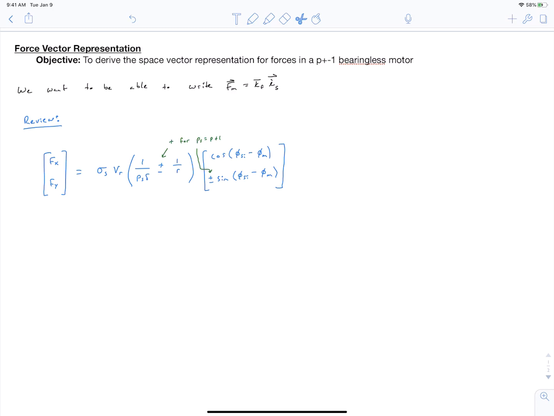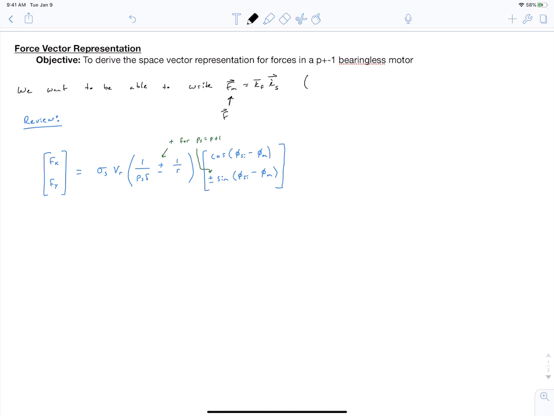The objective of this video is to derive the space vector representation for forces in a p plus or minus 1 pole pair bearingless motor. We want to be able to write our force expression like this, that is, the forces produced on our shaft, which I've denoted Fm, as being equal to a complex quantity Kf times our suspension current space vector. And in the rest of this video, I'm simply going to refer to this as F.